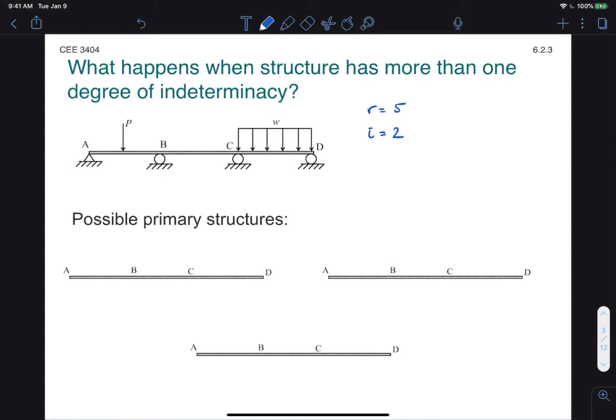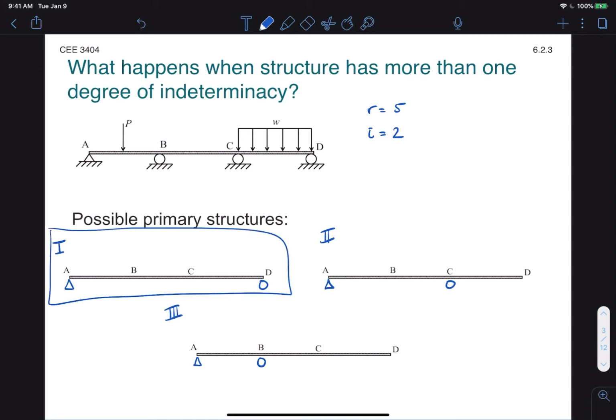The first is treating B and C as redundant. The second possible option would be treating B and D as redundants. And the third possible primary structure would be treating C and D as redundants and removing them. Now again, we want to go with structures that are the most familiar to us, preferably so we can use tables later on. So really, number 1 is the most familiar, although all these structures are relatively easy to solve. So we'll go with 1 for this example.